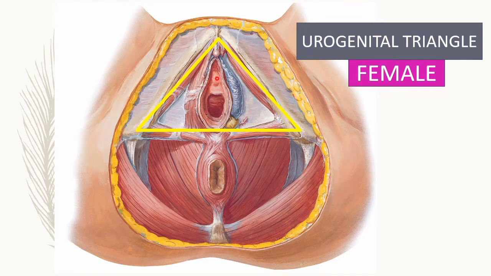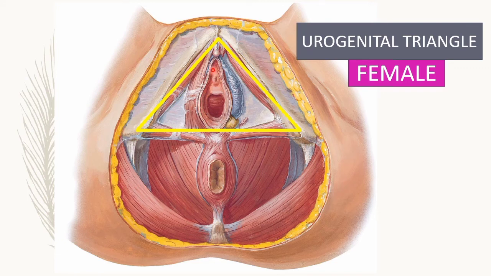What is present in this urogenital triangle? These are the contents of the urogenital triangle in the female. From anterior to posterior, we can identify the clitoris, then the urethral orifice, and posteriorly the vaginal orifice. This entire area is called the vestibule. Try to remember the structures present in it: anteriorly the clitoris, then the orifices, the urethral orifice and the vaginal orifice.